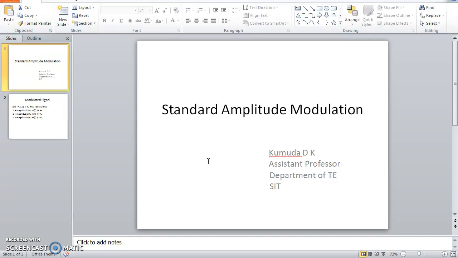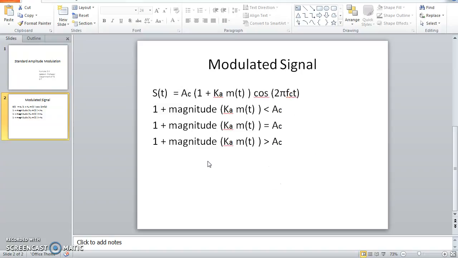Coming up with the equation for the standard amplitude modulated signal, we know that the amplitude modulated signal is given by the amplitude of the carrier times 1 plus the amplitude sensitivity Ka, message signal m of t, into cos 2 pi fct, where fc is the carrier frequency. So this is the equation to go with the standard amplitude modulation.